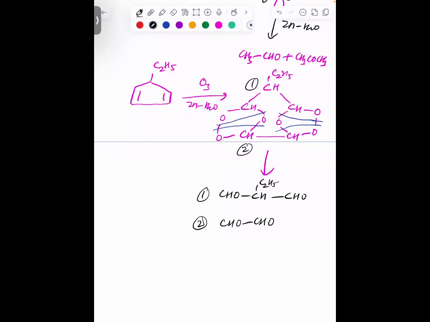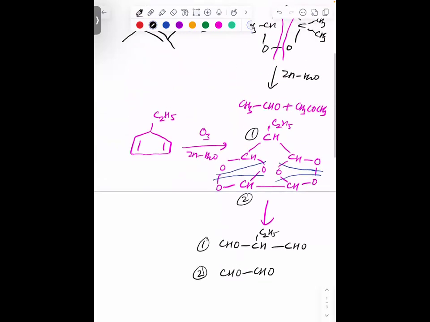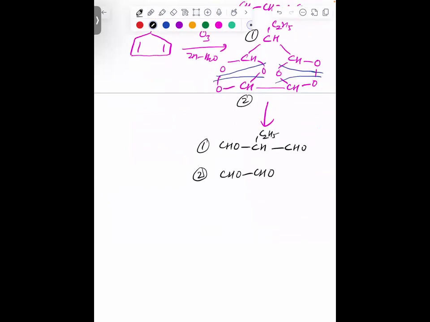Students, this is the first method by which we can prepare both aldehyde and ketone. Okay, in preparation there are some methods that are used to prepare both aldehyde and ketone. Then some methods are used for the preparation of aldehydes exclusively, then ketones exclusively. So this method is clear. So second is hydrolysis of alkyne.